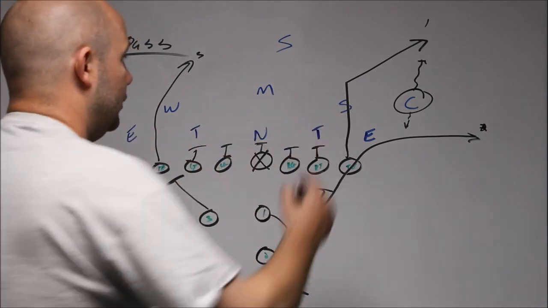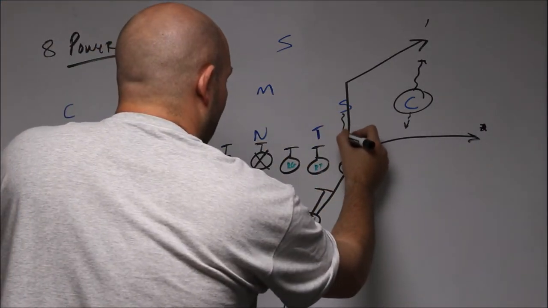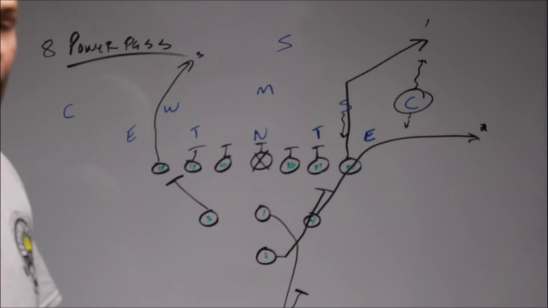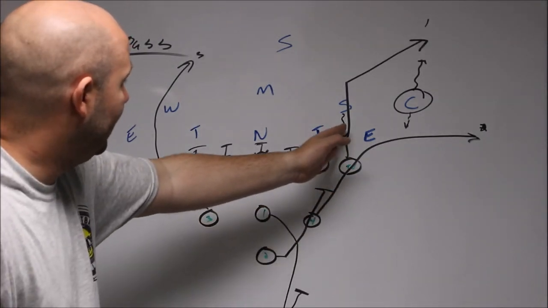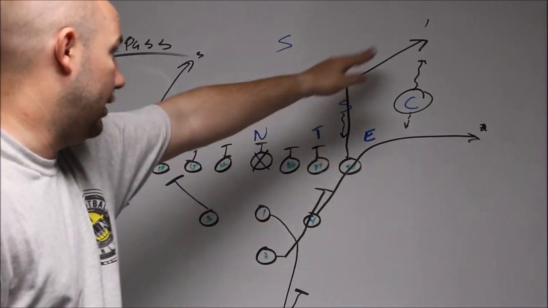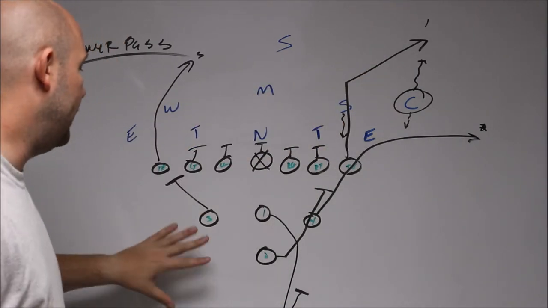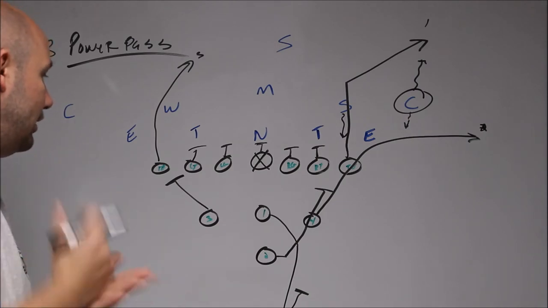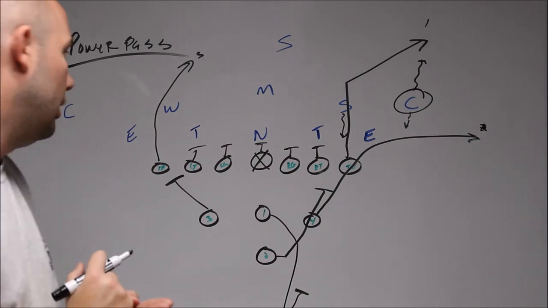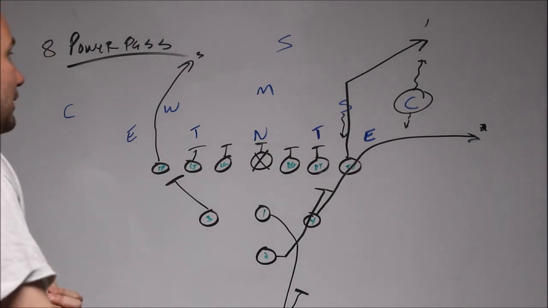Now, this kid should be a non-factor. If it's a good fake, he's going to bite up on the run, okay? And pre-snap, when the tight end's releasing, it looks like he's going to block him, but he's not. He's running a pass pattern. So this play is a great play-action pass play, okay? Once you pound the defense with that power, you can hit him over the top with this power pass.